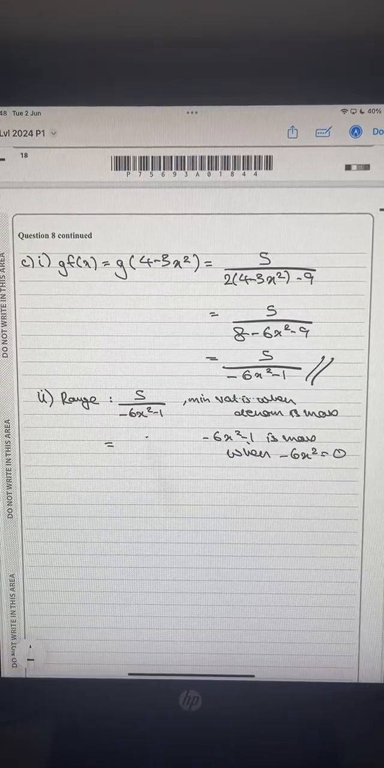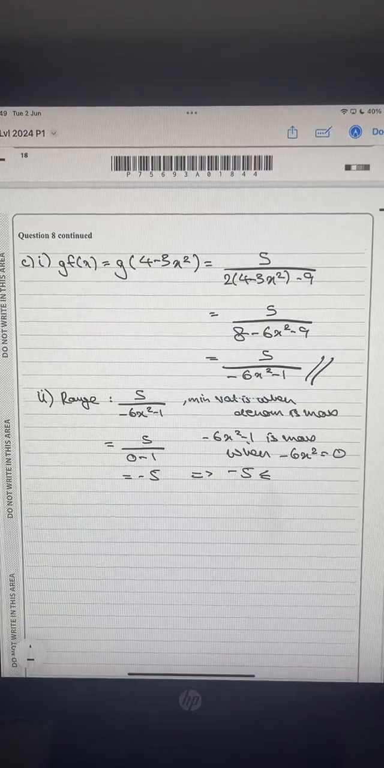So that's going to be equal to 5 divided by 0 minus 1, and that's going to be equal to minus 5. So that's the minimum value that this could be in our range. Exactly, negative 5. So we know that negative 5 is less than or equal to g f of x, and it can be that because we've clearly shown it's equal to that, so it includes it.